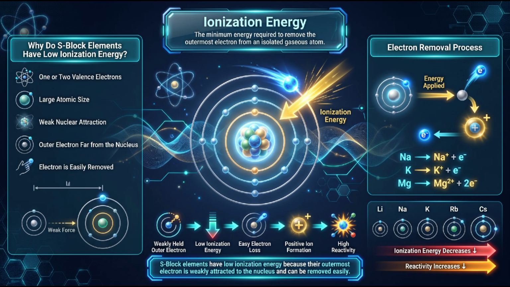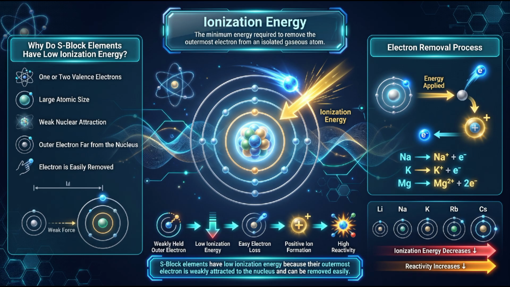For example, lithium has the highest ionization energy among the alkali metals and is therefore the least reactive. Sodium has a lower ionization energy than lithium, so it is more reactive. Potassium has an even lower ionization energy and reacts more vigorously. Rubidium and cesium have extremely low ionization energies, making them among the most reactive metals known.